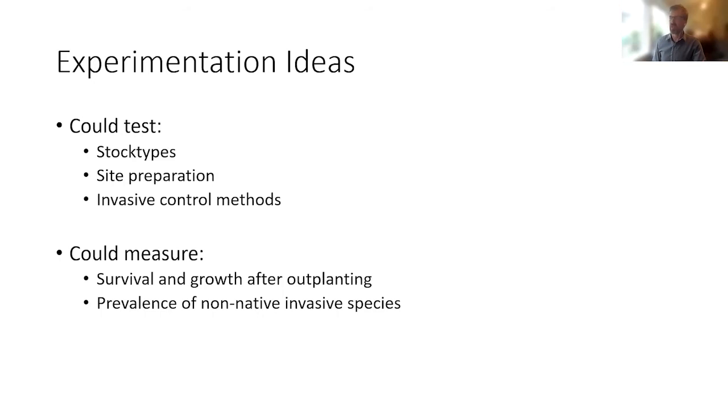There are lots of different ways that this could be done. We could test different things. We could measure different things. How this would actually be implemented in the context of riparian restoration would be an important conversation with practitioners in terms of figuring out what the key things are we want to test, what the key things are we need to measure. But I just put a few examples on the screen there.